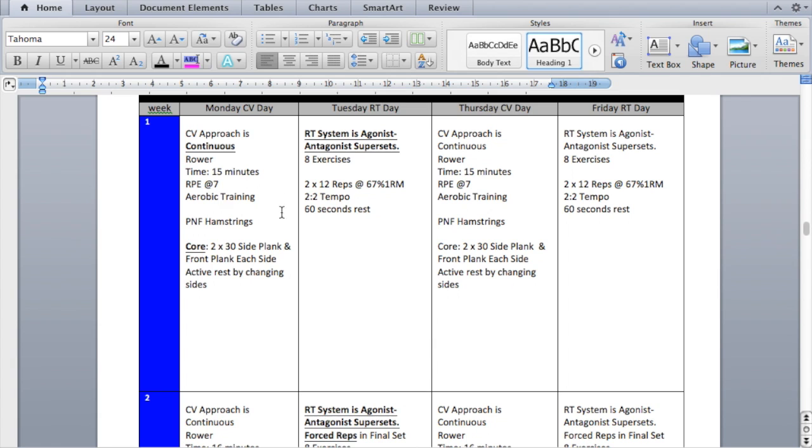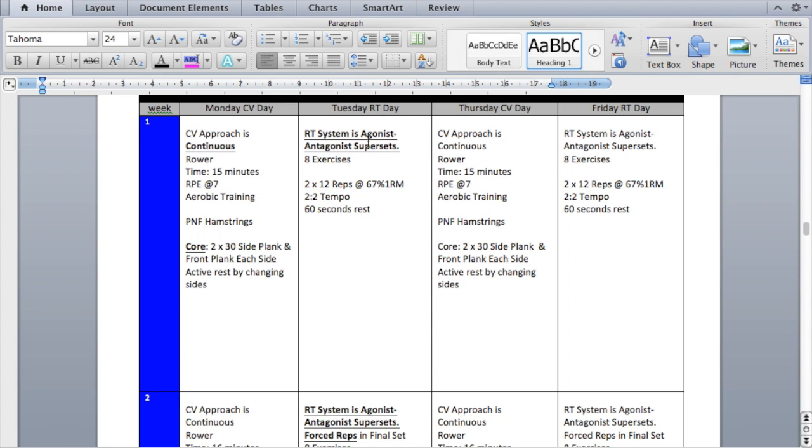I am going above the assessment criteria here by putting in P&F on hamstrings, but remember, your assessor doesn't need to see this, but the minimum they need to see is the cardiovascular training approach, the kit, the time, the intensity, and whether it's aerobic or anaerobic training.